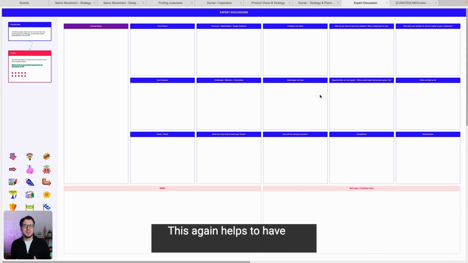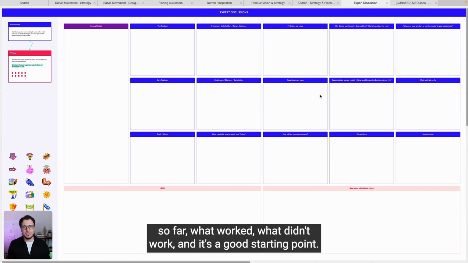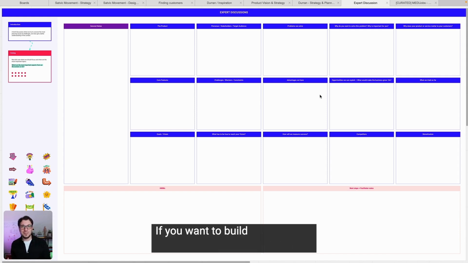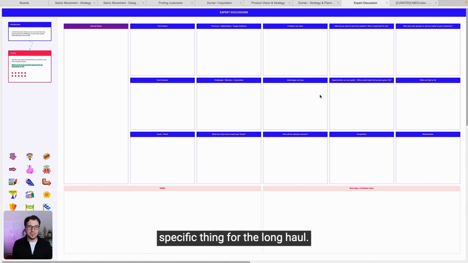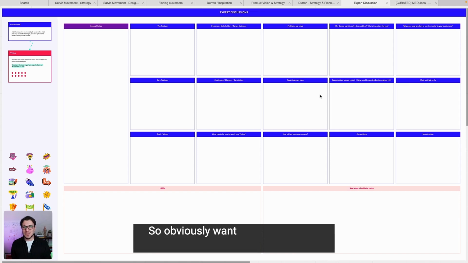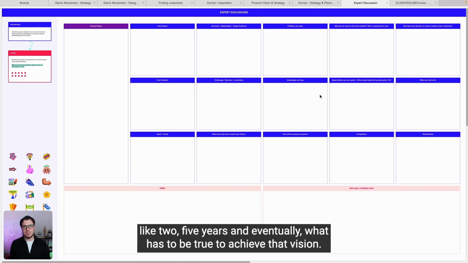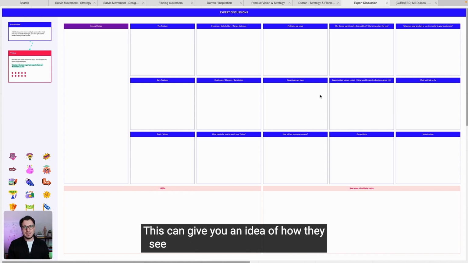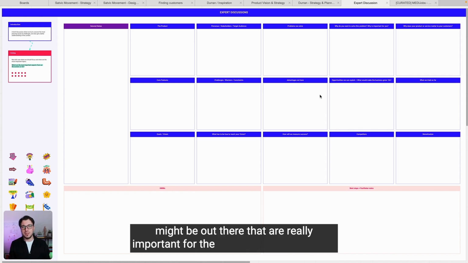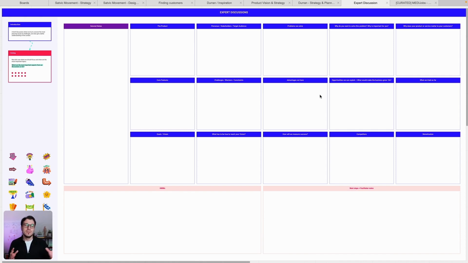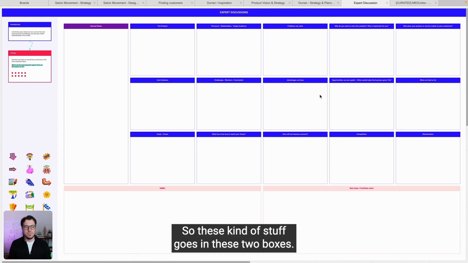This again helps to have an overview about how they thought so far, what worked, what didn't work, and it's a good starting point. As I already mentioned, if you want to build a startup, it's good to be in this mindset, in this specific thing for the long haul. So obviously you want to see goals and visions, like where do you see this thing in like 2-5 years, and eventually what has to be true to achieve that vision. This can give you an idea of how they see the success, what other obstacles might be out there that are really important for the vision to come to reality. So these kind of stuff goes in these two boxes.